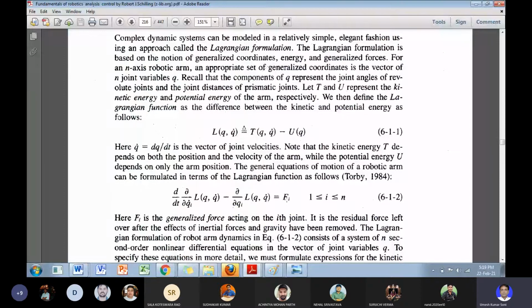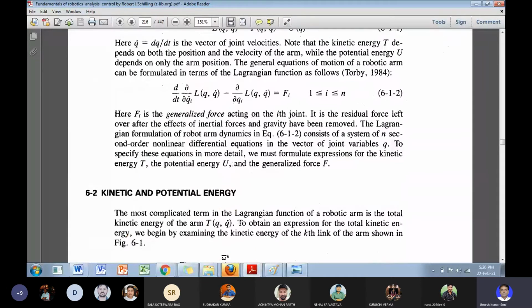This is the partial derivative of the Lagrange function with respect to joint positions, and this is the partial differentiation of the Lagrange function taken by this equation with respect to joint velocities, and again this term is differentiated with respect to time, meaning the change in this derivative with respect to time.